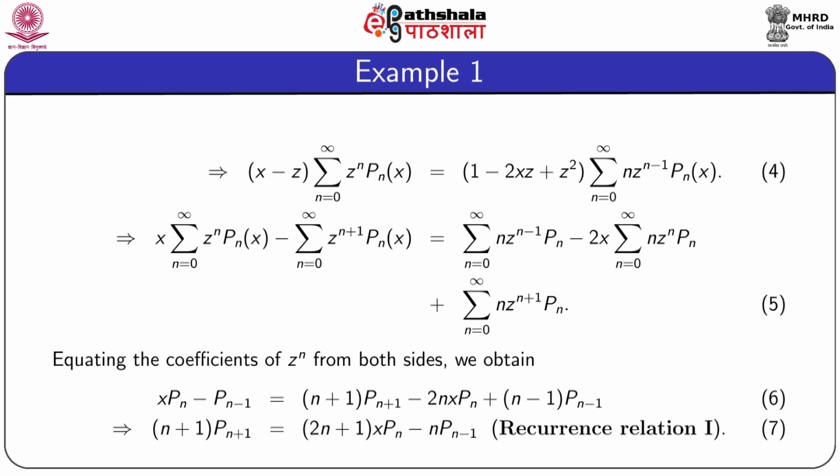And if you put all these values, you will get equation number 6, which is x P_n minus P_(n-1) is equal to (n+1) P_(n+1) minus 2n x P_n plus (n-1) into P_(n-1). After rearranging the terms, we will get the recurrence relation 1 as (n+1) P_(n+1) is equal to (2n+1) x P_n minus n into P_(n-1).